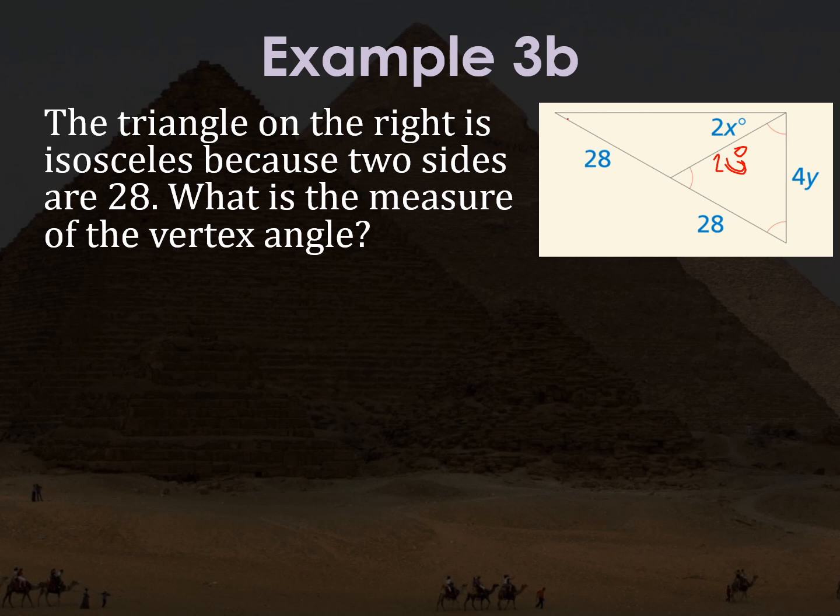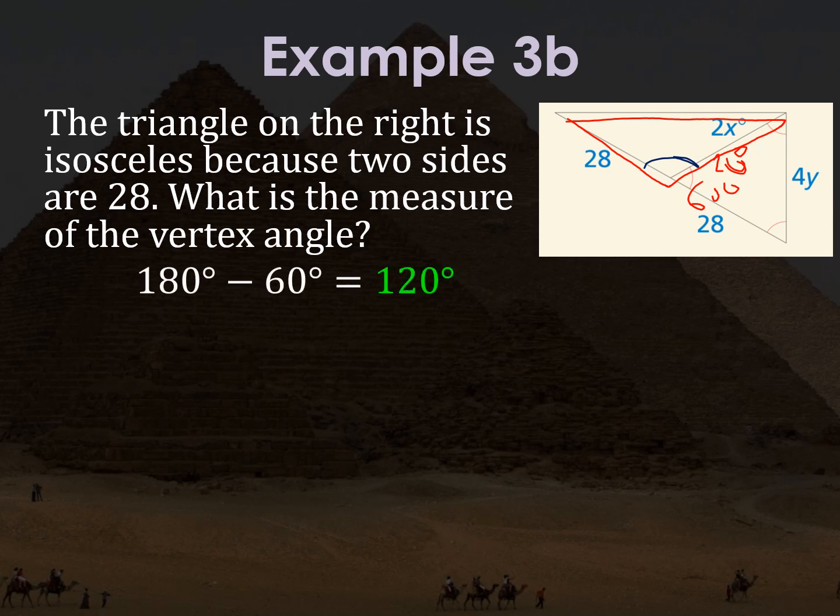Now notice that this triangle here is an isosceles triangle because the two legs are both 28 units. Now we need to first figure out the measure of the vertex angle, which I will mark here in blue. What is the measure of that angle? Well, we know that this is 60 degrees right there because it's an equilateral triangle. So this other angle, the vertex angle of the top isosceles triangle, has to be 180 minus 60, or 120 degrees.